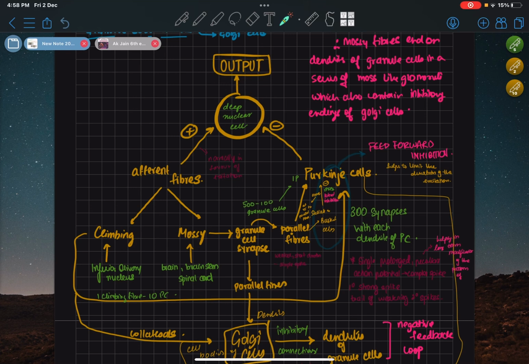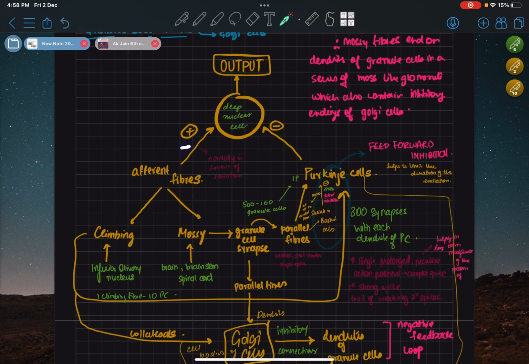They do it either directly, by giving fibers to the deep cerebellar nuclei, or they do it through the Purkinje cells. When they do it directly, it's exciting the deep nuclear cells, whereas the Purkinje cells are inhibiting the firing of the deep nuclear cells.